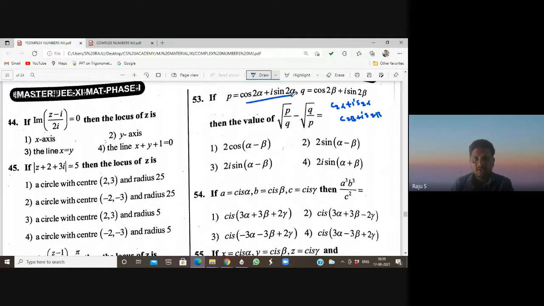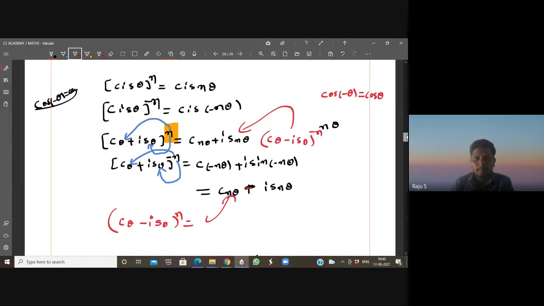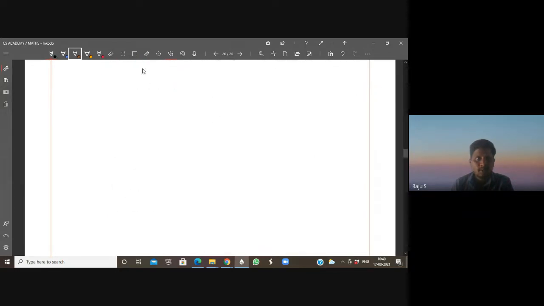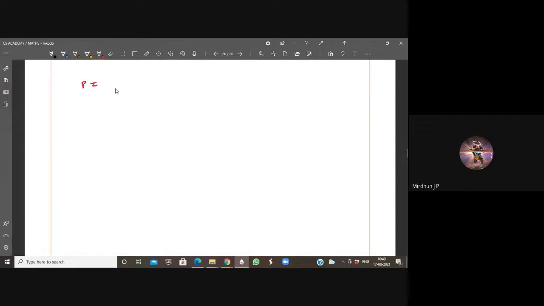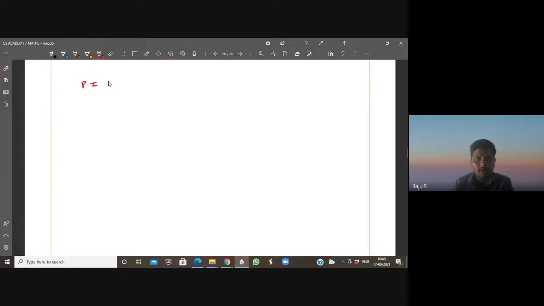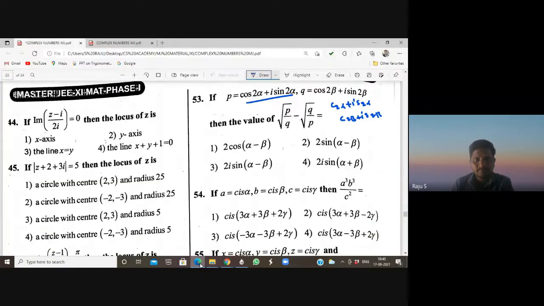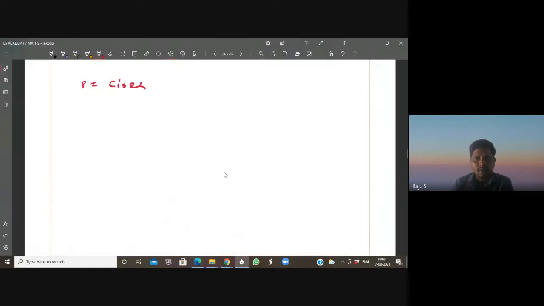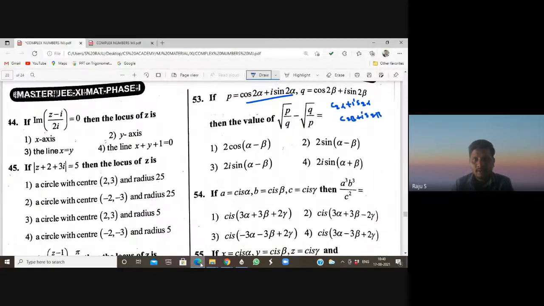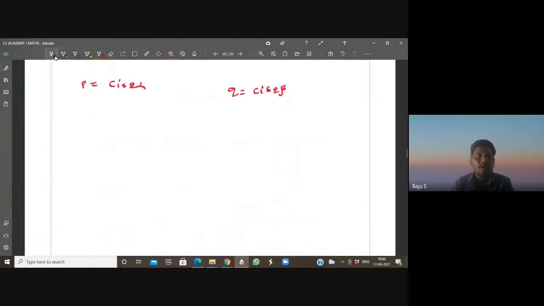In this question actually, look at here. What is the value of P here? We can substitute alpha and beta values. Shall I write the P value as cis 2 alpha? Cos 2 alpha plus i sin 2 alpha, I said. Q value as cis 2 beta. Yes or no?